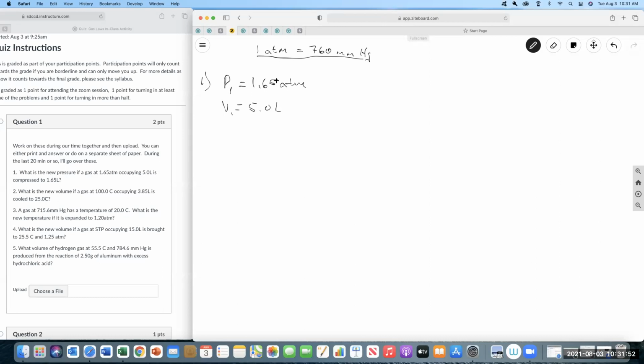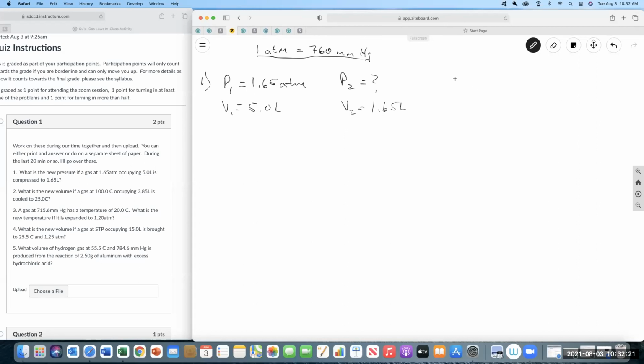Another student asked, does it matter which one you call P1? And the answer is no, but realize that the 1.65 and the 5.0 are the same set of conditions. So if you call that P16, it doesn't matter what you call it, but this pressure and this volume should have the same subscript. P2 is what we're trying to find. And V2 is 1.65 liters.